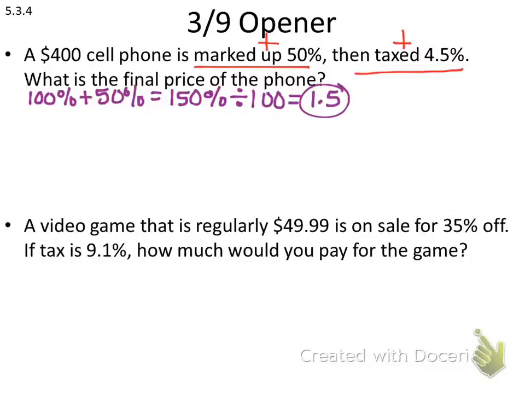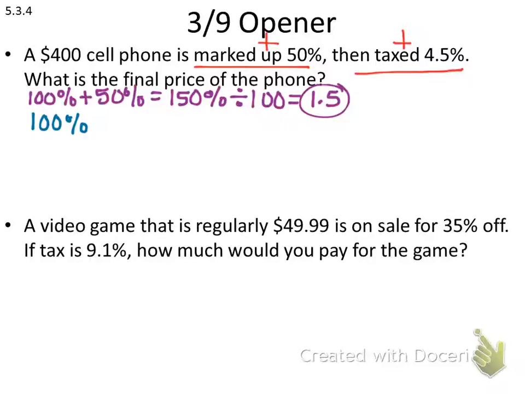So now we're going to find our next multiplier. So our next percent change is going to be that taxed at 4.5%. Darren, go ahead and get me my second multiplier. So how am I going to find the increase of 4.5%? How do I find that multiplier? According to your notes, I start at what? Oh, 100%. Okay. Then what do I do? Add or subtract.